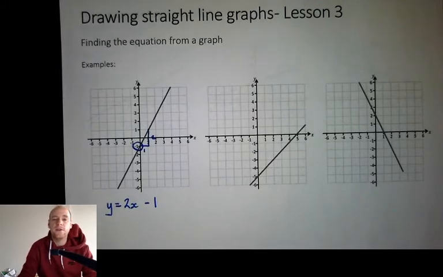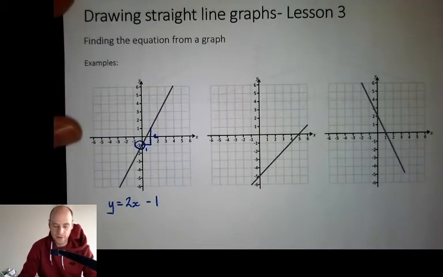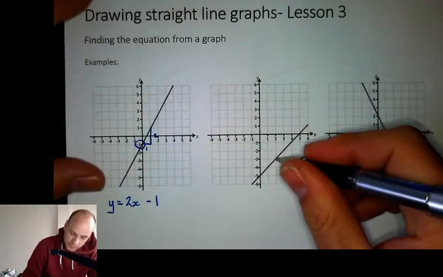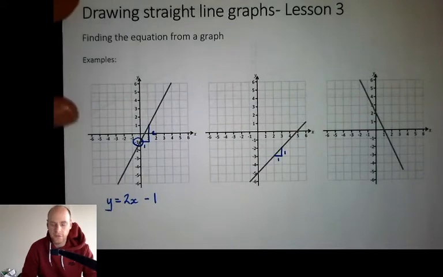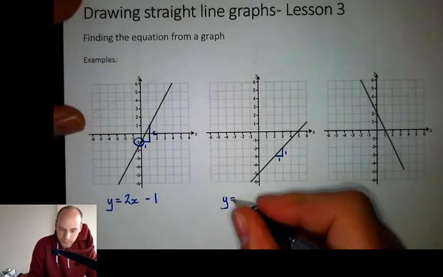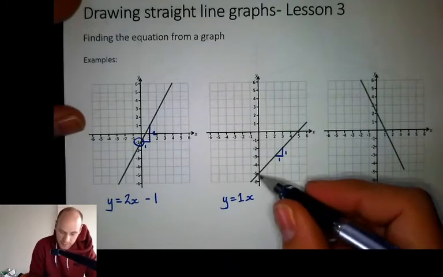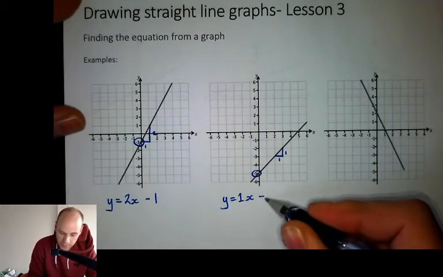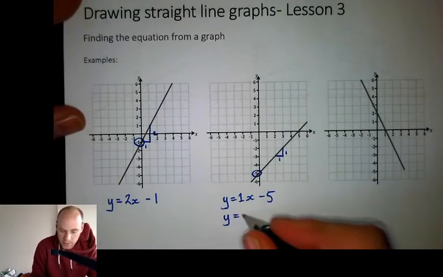If you can find out what the gradient is, if you can find out what the y-intercept is, then you are fine. On this one, we've got a gradient of 1. For every one that it goes across, it goes up by 1. And we've got a y-intercept of -5. Now, obviously I don't want to leave it like that, so I'm just going to get rid of the 1.